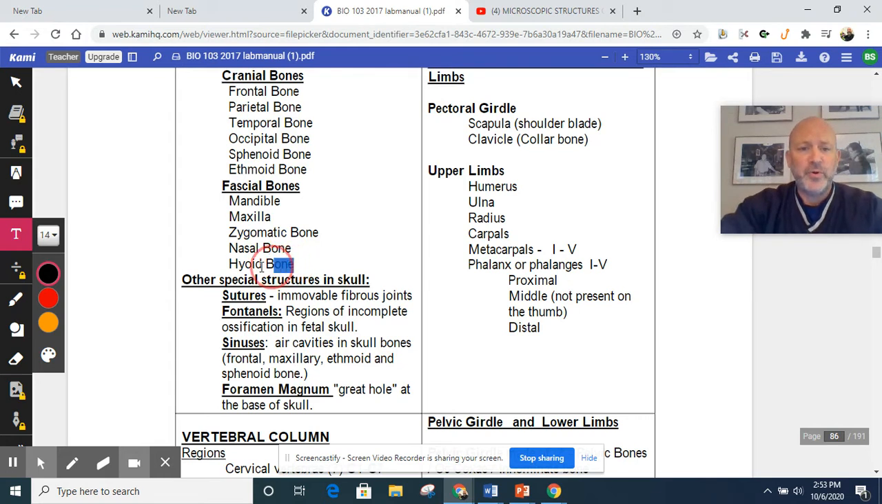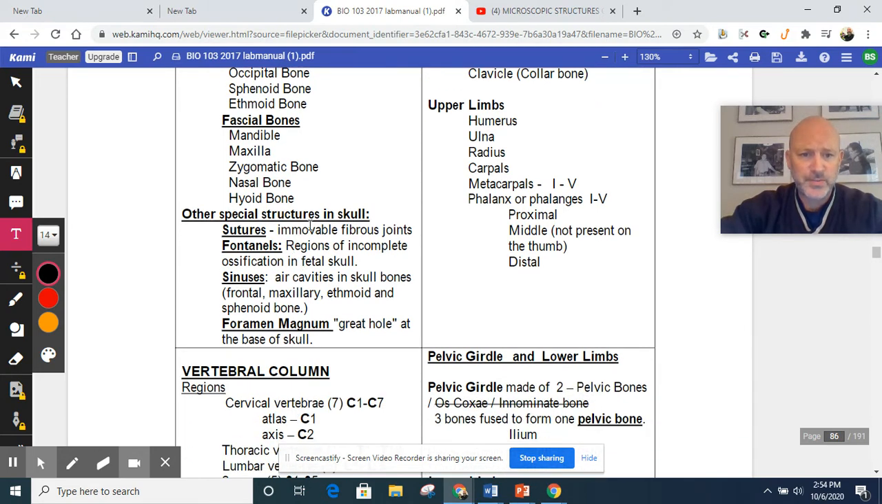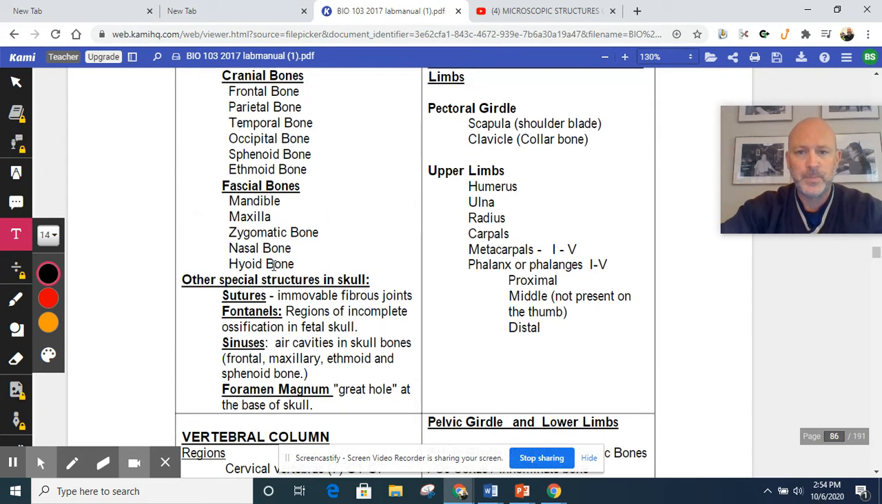The hyoid bone is an interesting bone. It's the only bone in the body that doesn't articulate with another bone. It's just kind of free floating out there all by itself. We'll look at that. We'll look at some joints where immovable joints meet, like the bones in the skull. They don't allow for any movement, and those areas are referred to as sutures. I'll show you what those look like.